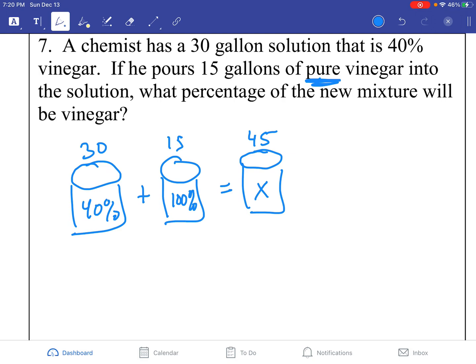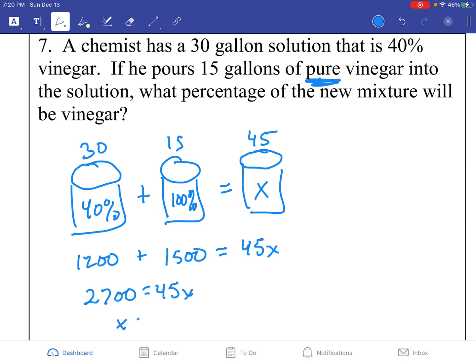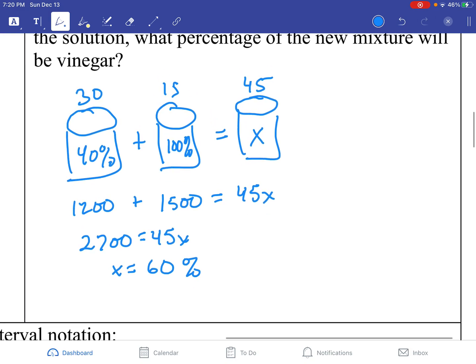Now we multiply down. So 40 times 30 is 1,200. 15 times 100 is 1,500. And that equals 45x. We combine the two terms on the left. We get 2,700 equals 45x. Divide both sides by 45, and we get 60. 60% is our resulting mixture.